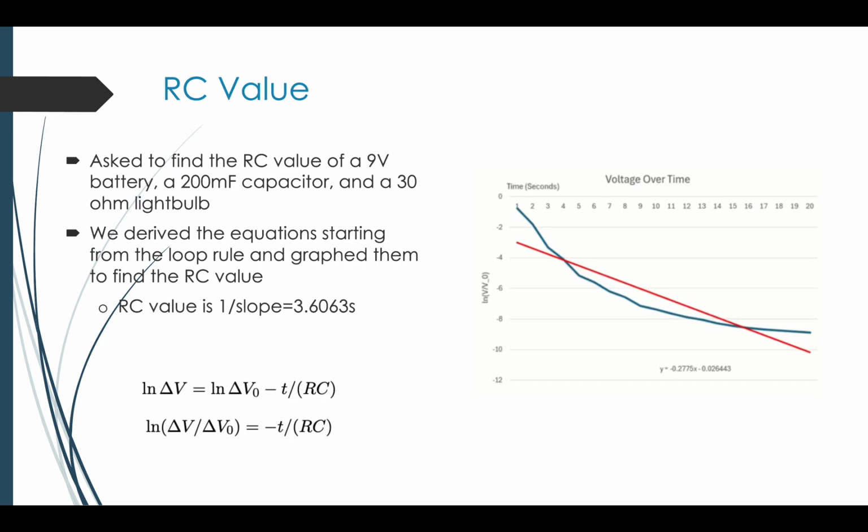And then for the RC value, we basically plotted these equations on the graph so that 1 over our slope would equal the RC value. And this is just the graph showing that, and we got 3.603 for our RC value. And these equations were both derived from the loop rule.